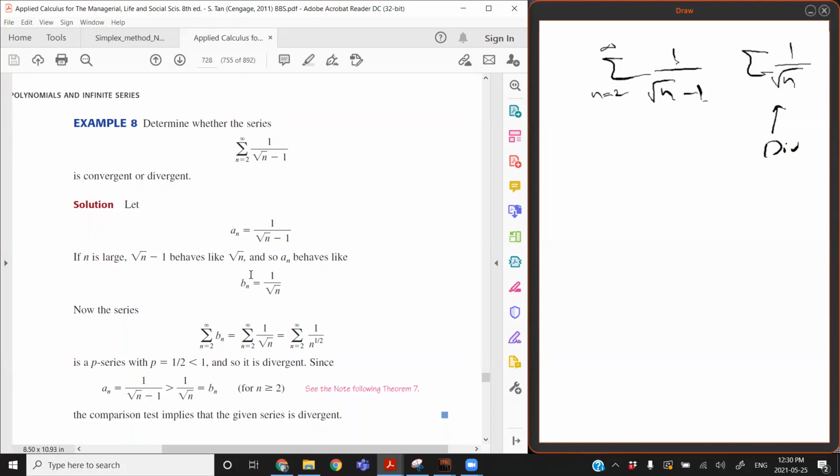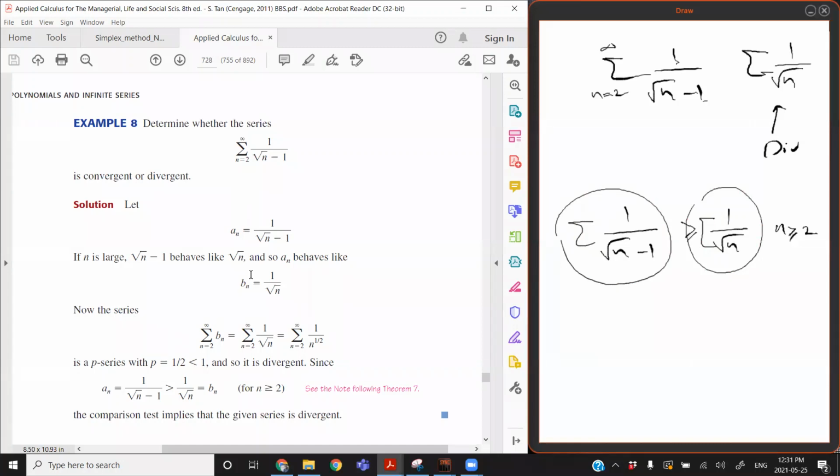Now, I can use the comparison test if every term here is greater than every term here. Is that the case? Is 1 over root n minus 1 greater than or equal to 1 over root n for any n greater than or equal to 2? Yes, it is. Why? Because this one has a smaller denominator, and a smaller denominator means a bigger fraction. So for any n greater than or equal to 2, this fraction with a smaller denominator will be bigger. Comparing sigma 1 over root n and sigma 1 over root n minus 1, this is bigger. And the other series is a p-series that we can tell is divergent. So by the comparison test, the series of interest is also divergent.